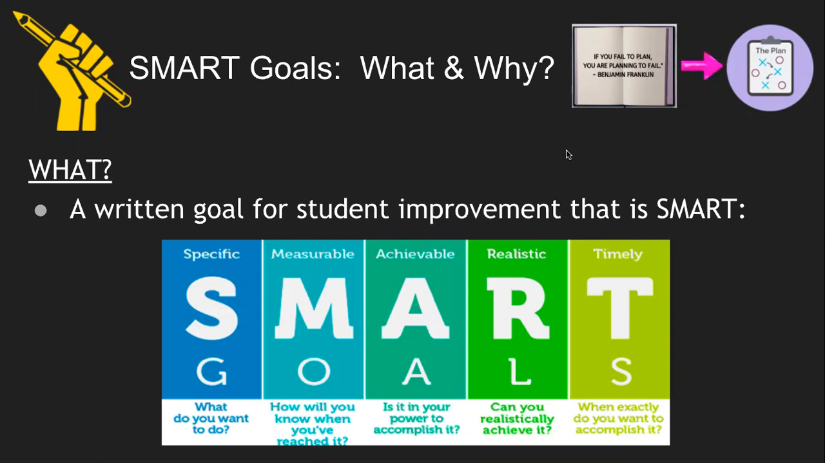Specific, what do you want to do? Measurable, how will you know when you've reached it? Achievable, is it in your power to accomplish it? Realistic, can you realistically achieve it? And timely or time-bound, when exactly do you want to accomplish this goal by?